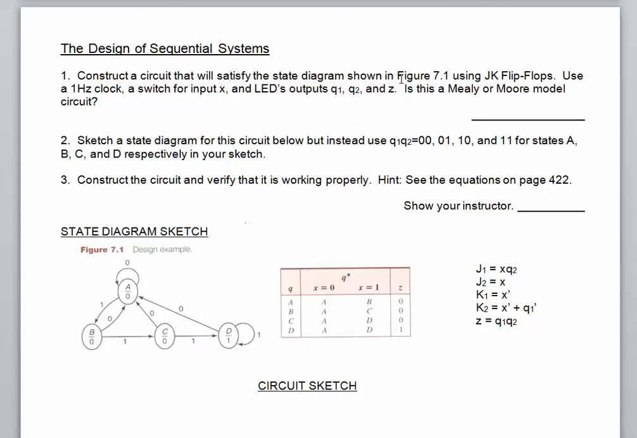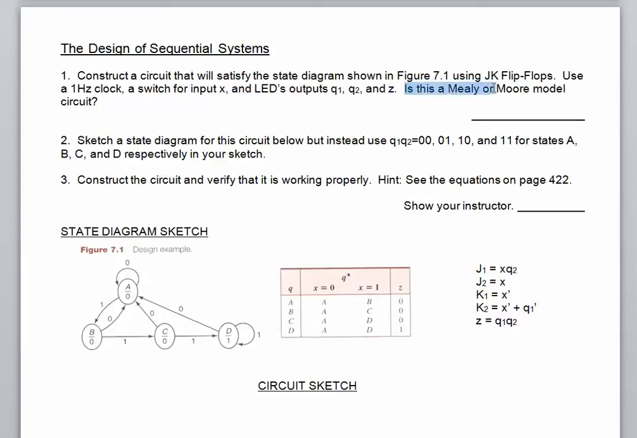This figure is figure 7.1 from your textbook, and you're going to be using JK flip-flops, a 1 Hz clock, a switch for input X, and LEDs to monitor the state. Q1 and Q2 are going to be used to record the state, and Z is our output right there.